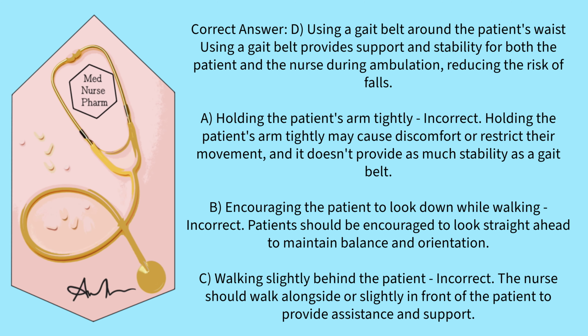If you chose option D, you are correct. Using a gait belt around the patient's waist. Using a gait belt provides support and stability for both the patient and the nurse during ambulation, reducing the risk of falls.